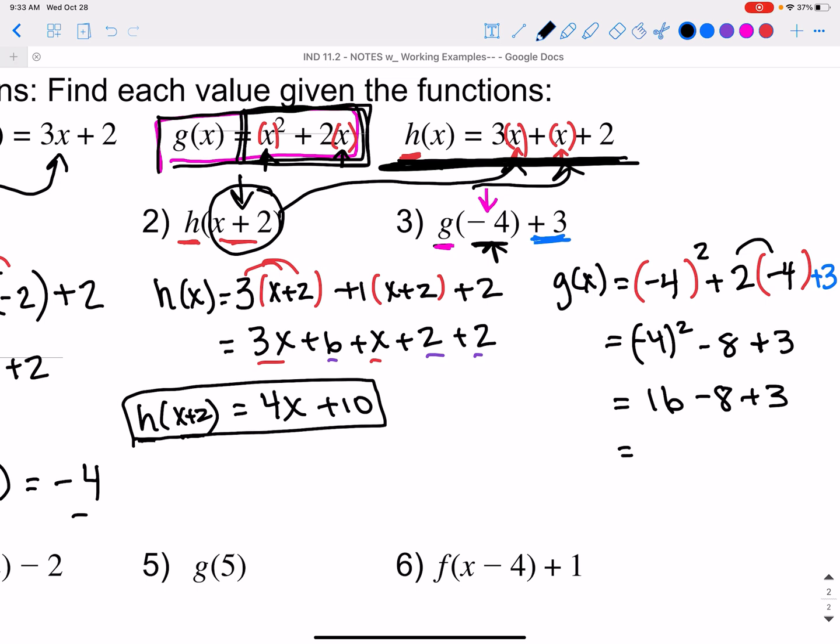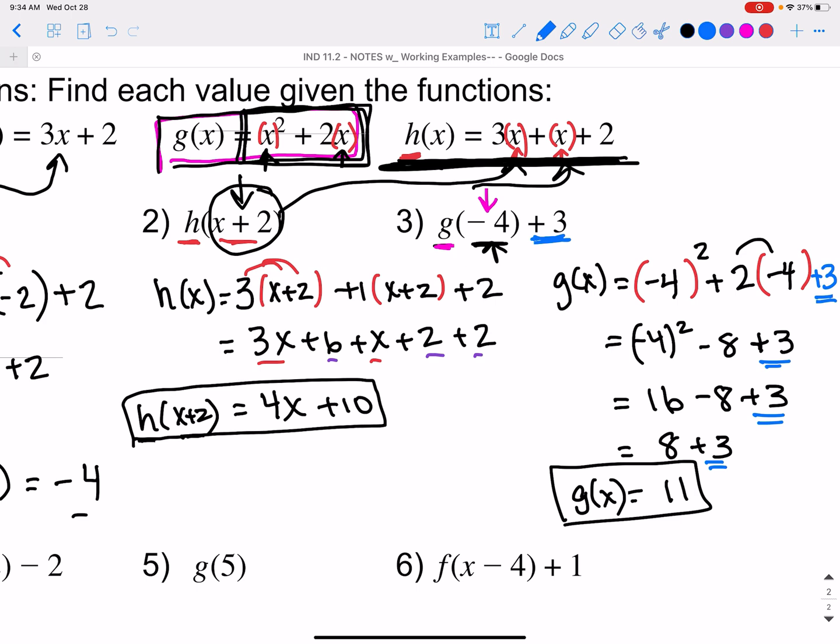Now I've got 16 minus 8 is 8. I'm going to keep dragging that plus 3 down, and then at the very end, I'm going to do 8 plus 3, and so my final answer for g of x is negative 11, equals 11. Okay, you'll notice that this little plus 3 out here, I just kept dropping it down until I was ready to actually add it.